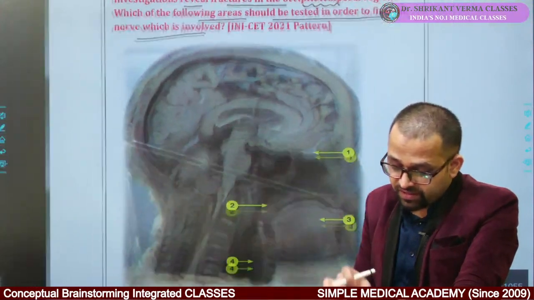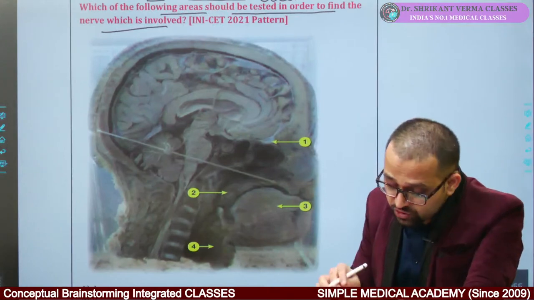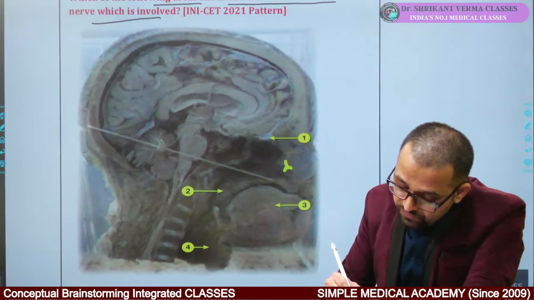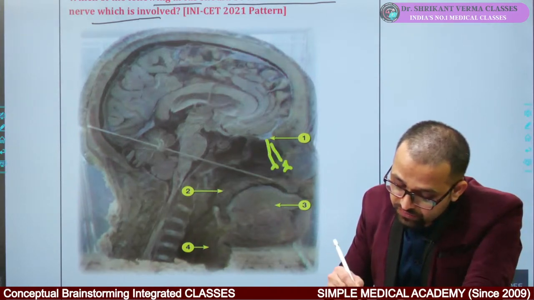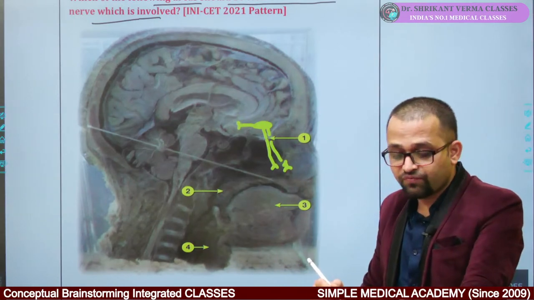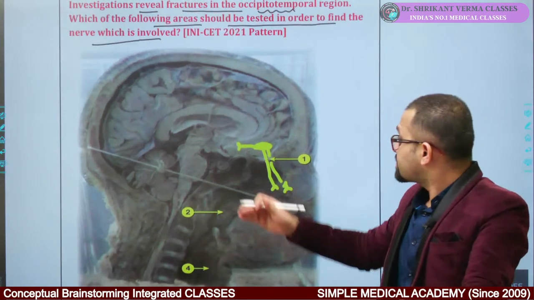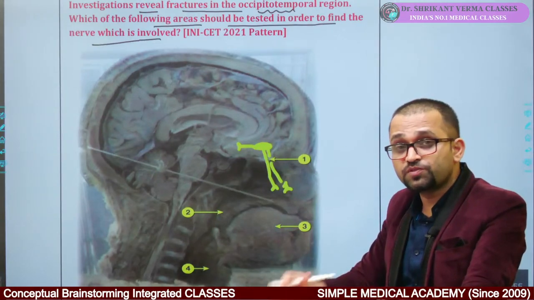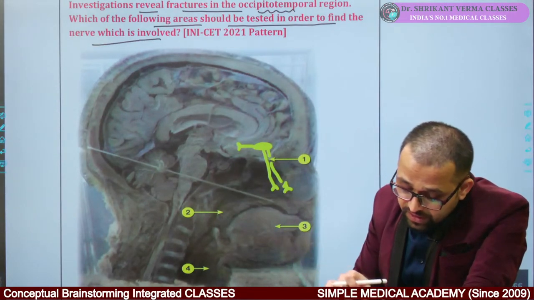So here is the image. Just as I told you, there is the presence of the first cranial nerve from the nose. It will go inside. So this is the olfactory bulb, olfactory tract, olfactory stria. The olfactory nerve does not have any role in speech. Slurring of speech is not possible with it. Exclude this one.